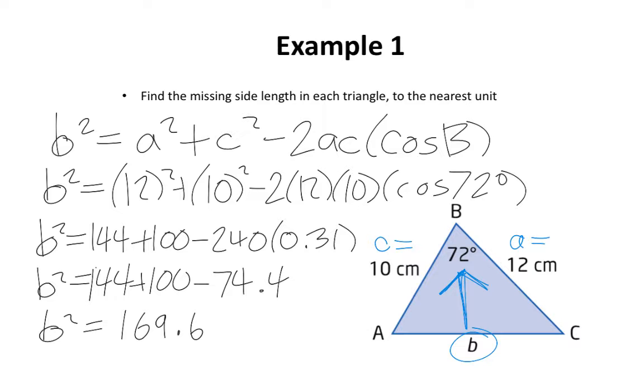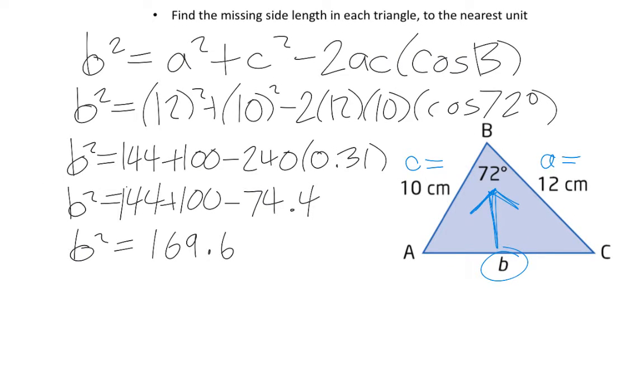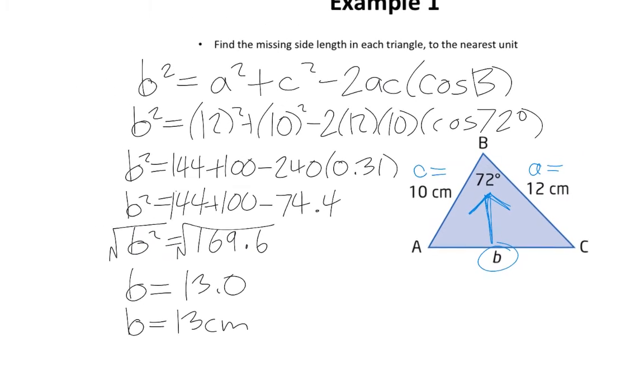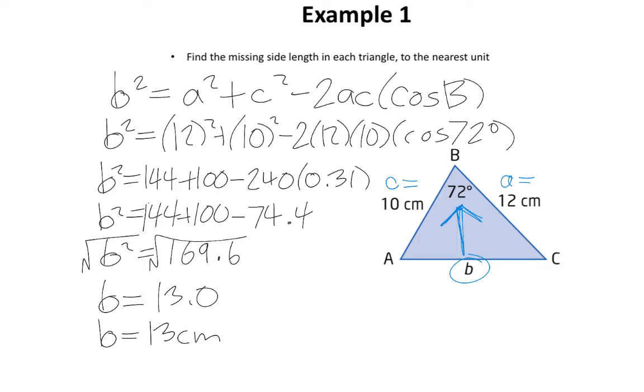If we want to isolate b, we need b all by itself. However, b is stuck with an exponent of 2. So to get rid of the exponent of 2, you need to square root both sides, and that just becomes b. And the square root of 169.6 is approximately 13.0. And since I want to round my answer to the nearest unit, that would just be 13 centimeters. Therefore, we have just used the cosine law to figure out the side length of b to be 13 centimeters.